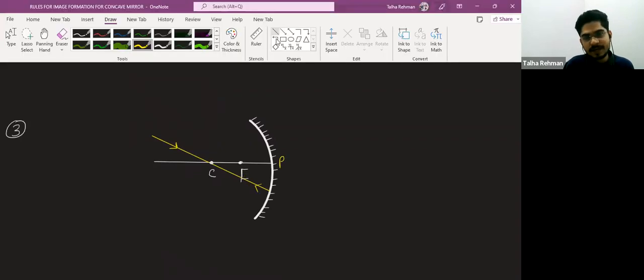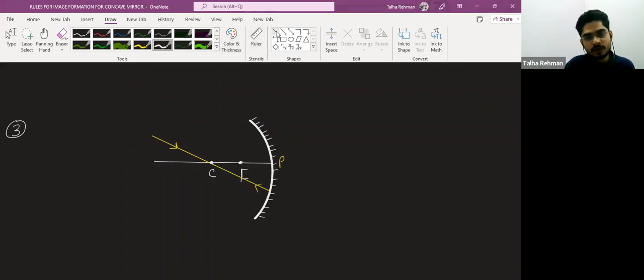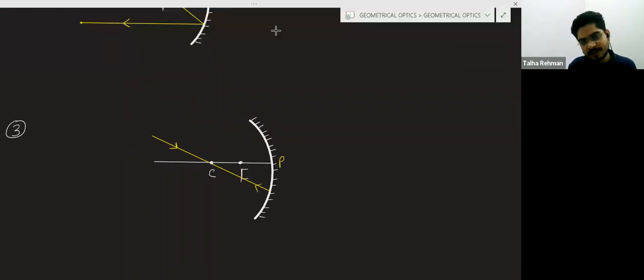Why? The reason I am telling. If you draw a normal here, the normal will be like this. This will be the normal. So here the angle of incidence is equal to 0, so the angle of reflection should also be 0, no? So that is why it will retrace its path. Okay.